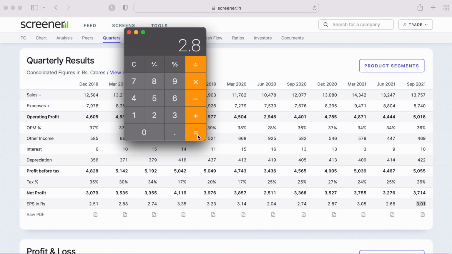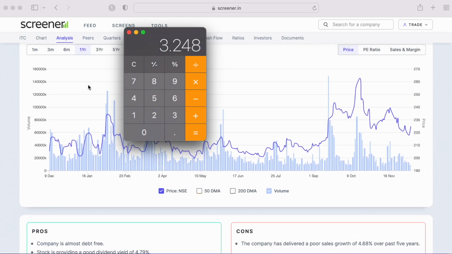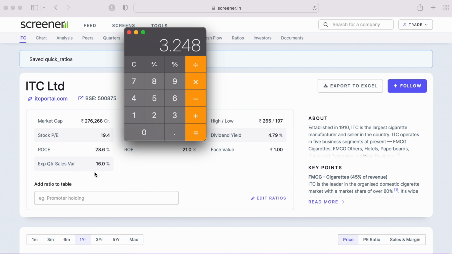How do we do that? We multiply this by a growth rate of the company. And it is very simple. We just multiply this by 1.16. 16%, if we multiply to it, it becomes 3.24. Now, why did we take 16%? Because it is the expected growth rate of the company for the next quarter.